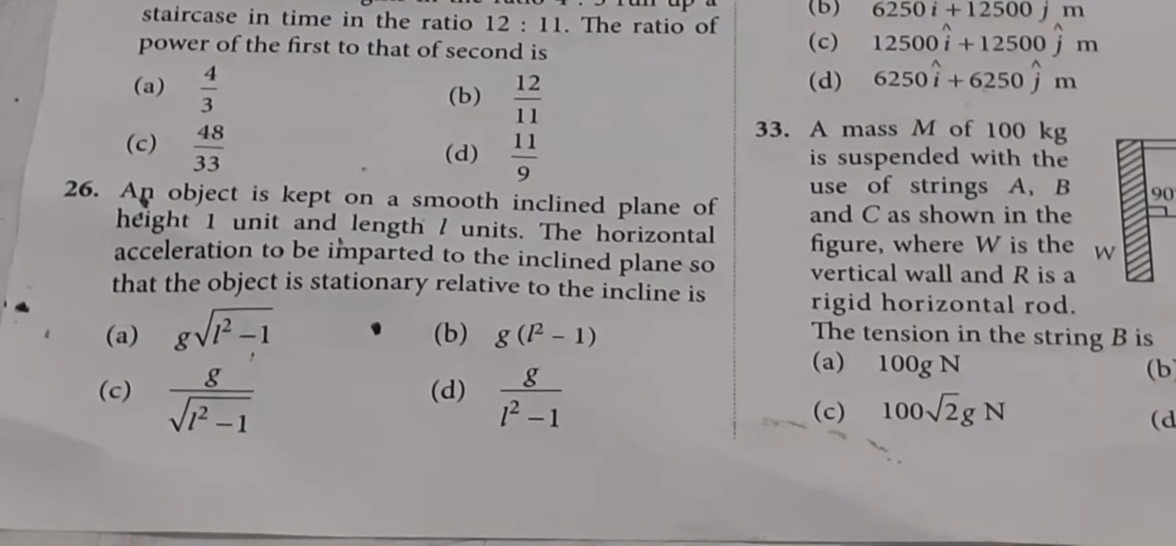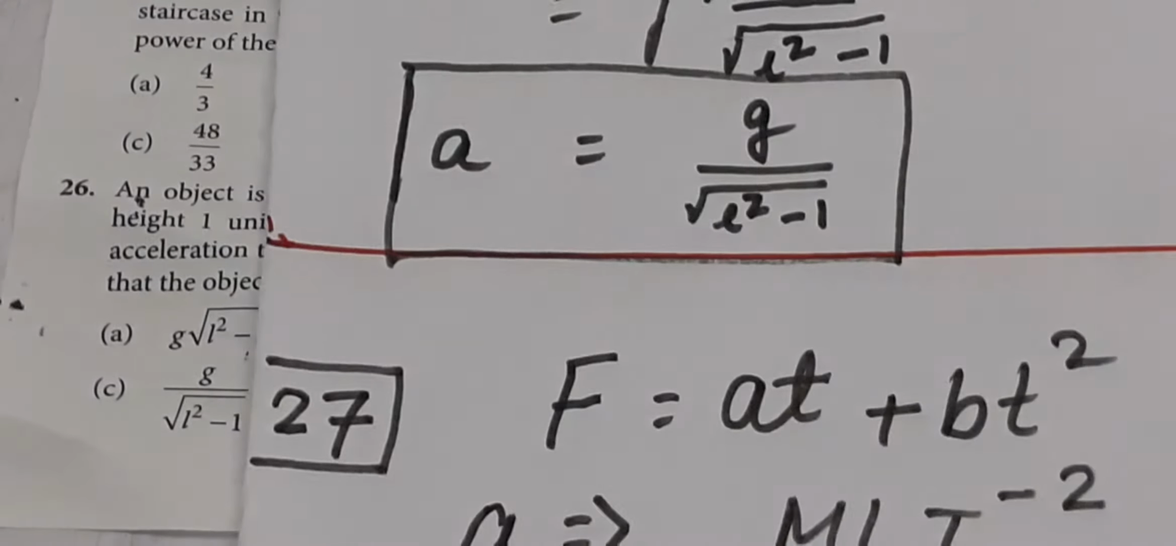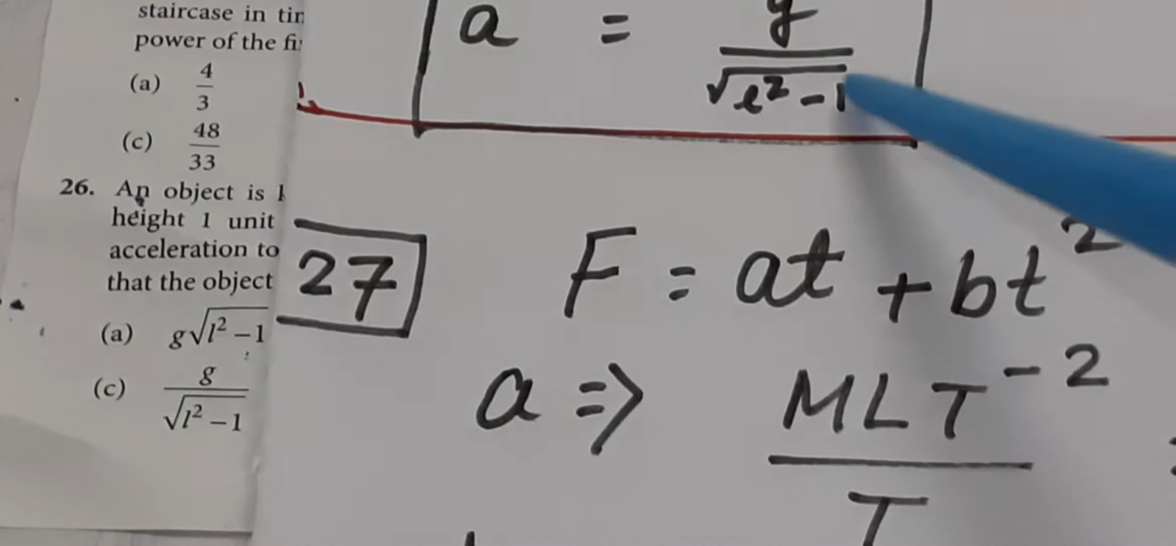Next job. An object is kept on a smooth inclined plane of height 1 unit and length L units. The horizontal acceleration to be imparted to the inclined plane so that the object is stationary relative to the inclined plane. And we know that the horizontal acceleration required is g tan theta. That is, the basic is known to you. That is g tan theta. Then only it will be an easier job. Otherwise, you have to derive the basic equation.